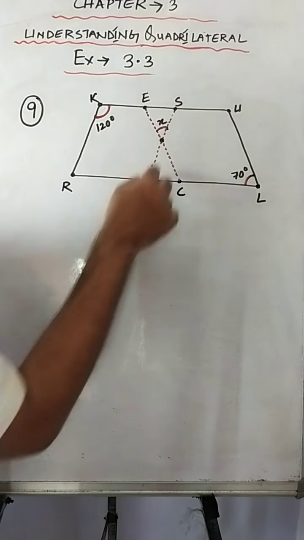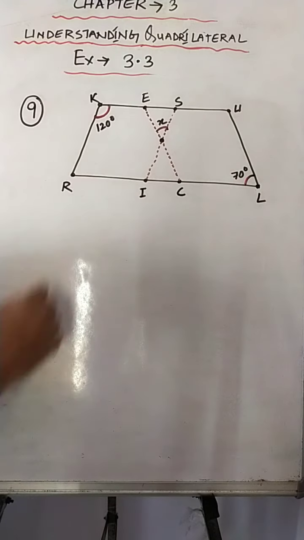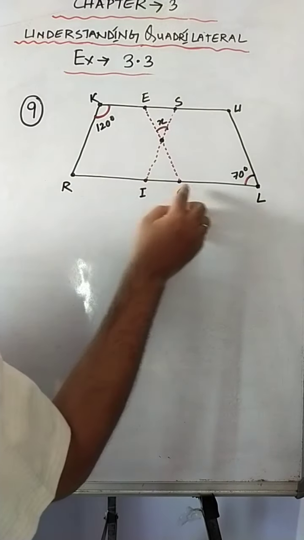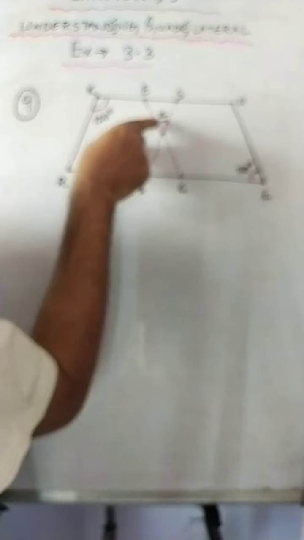Also you can say RISK. It is already given in the book. That is RISK and CLUE. That is R, I, S, K and CLUE, C, L, U, E. Now what do you have to find out? You have to find the value of X.